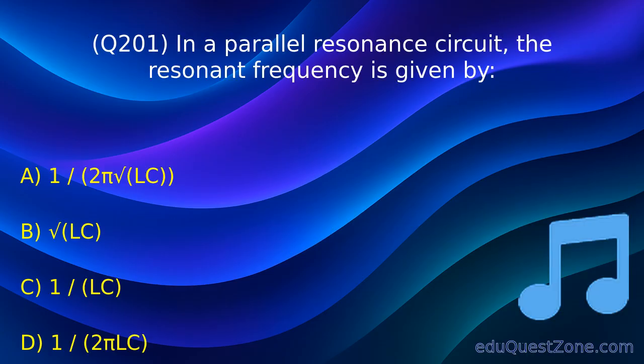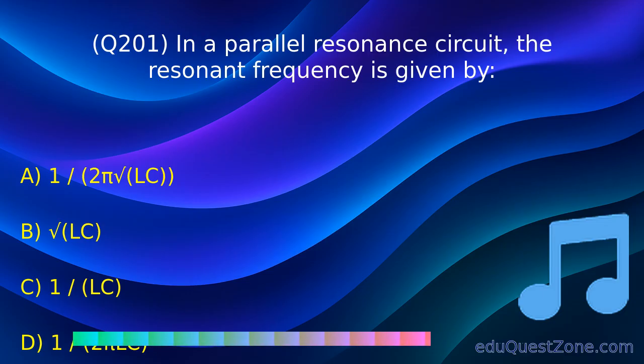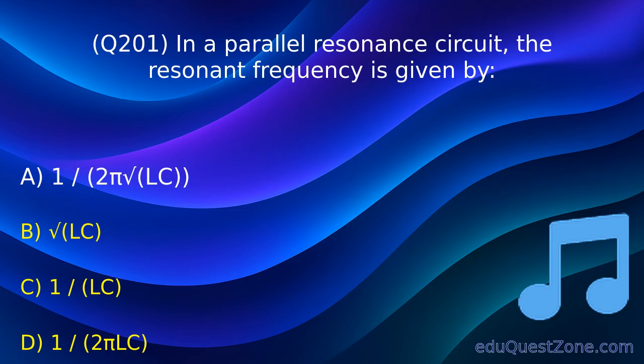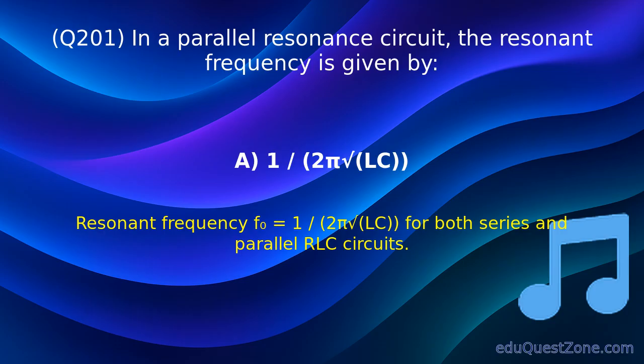Question 201. In a parallel resonance circuit, the resonant frequency is given by... Option A, 1 divided by 2 pi square root LC. Resonant frequency equals 1 by 2 pi square root LC.